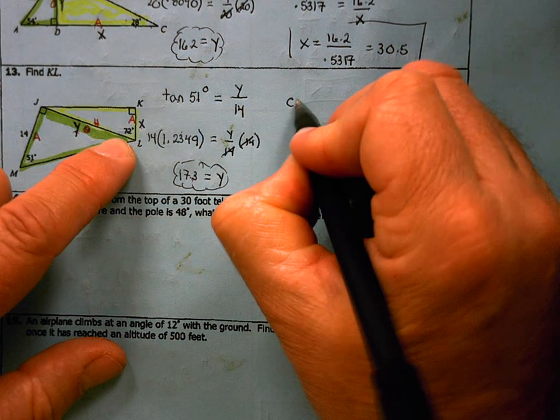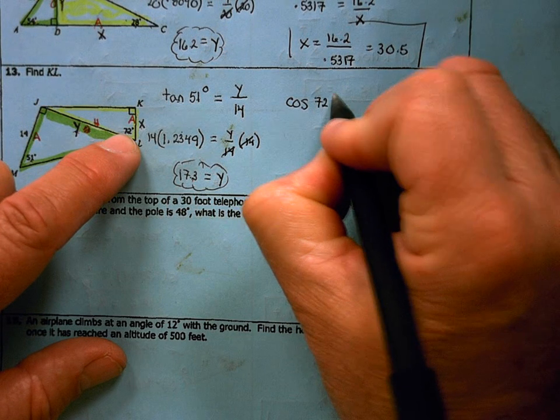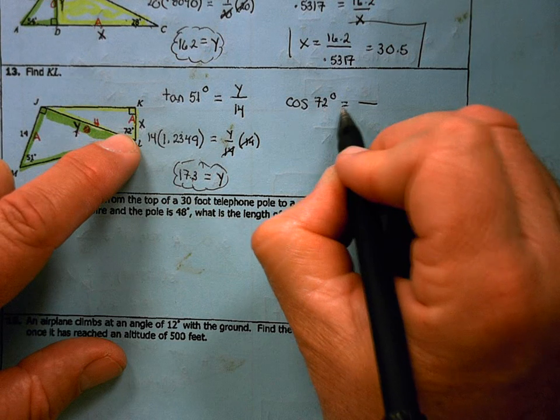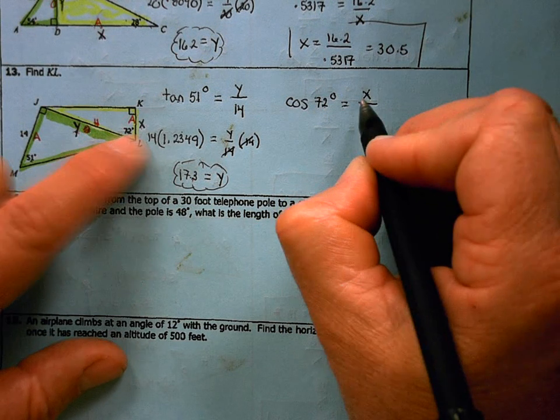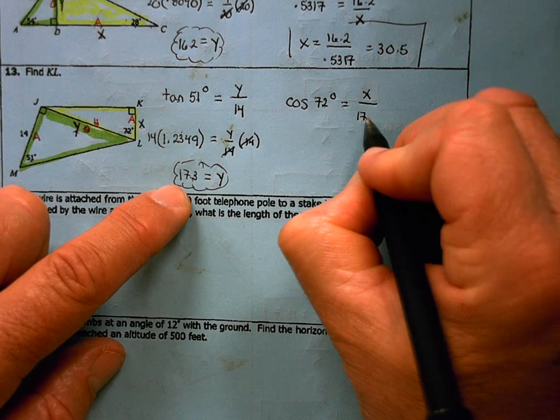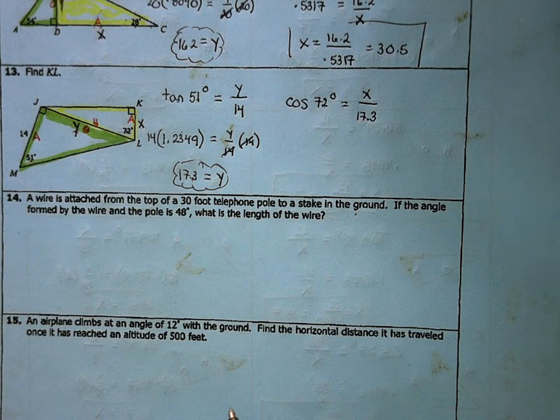So I'm going to write cosine. Then I'm going to write 72 degrees because that's the angle that I'm working from. And the definition of cosine is equal to the adjacent leg, which is x, over the hypotenuse, which is y, but y was 17.3. So that would be the equation that we're going to use to solve for x in number 13.